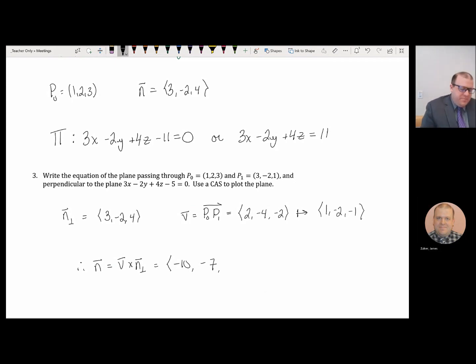Right. Final component will be 1 times -2 minus -2 times 3. -2 plus 6 is 4. There's our normal vector.